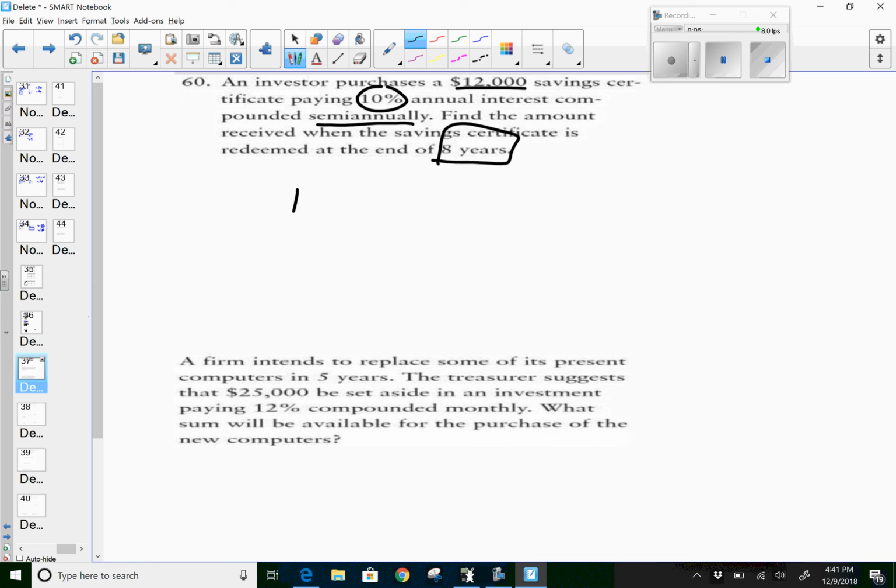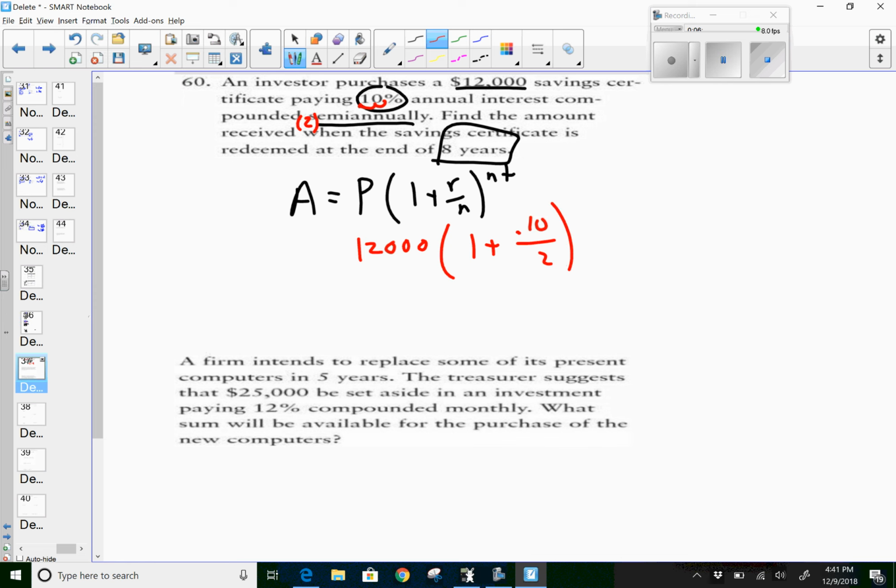I know that the formula for this is A equals P times parentheses 1 plus r over n, to the nt power. Now all we're going to do is plug in. Our purchase is 12,000. It's 1 plus the rate, 2 places to the left, 0.10, divided by n, the number of times this happens. Semi-annually means it happens twice a year, so that goes at the bottom. And this is to the nt, so 2 times the time, which is 8 years.